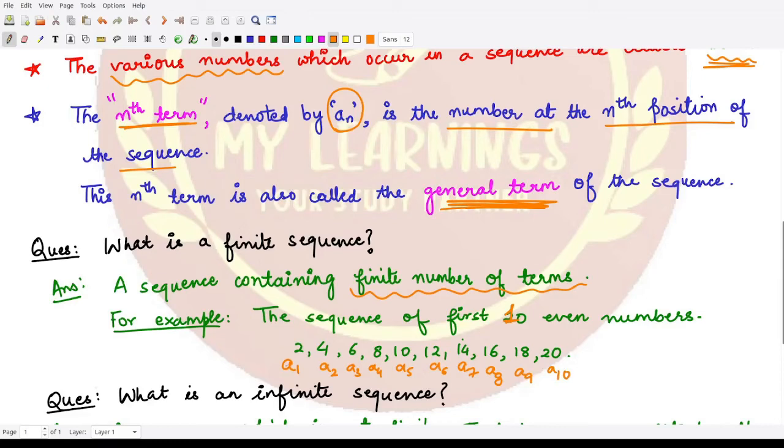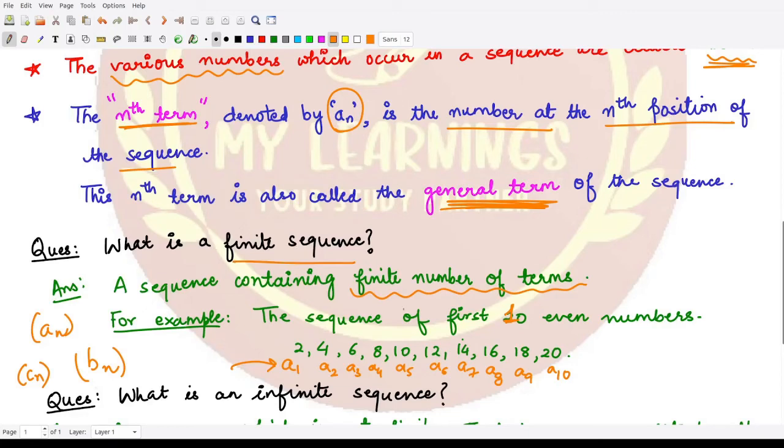One more question should come to your mind: why are we using a here? This is not a formula where we always have to use a. We can use any letter in place of a. So bn also represents a sequence, an also represents a sequence, cn also represents a sequence, and so on. Coming back to the sequence of the first 10 even numbers, we can count all the numbers. In total we have 10 numbers. 10 is a finite number, so this sequence is a finite sequence.